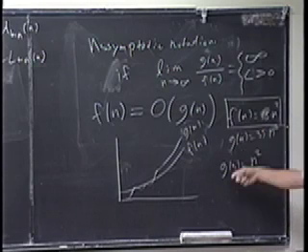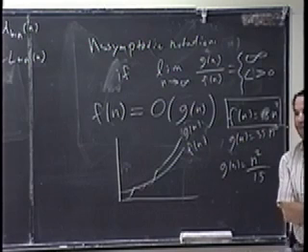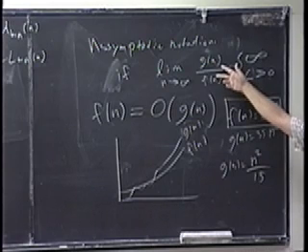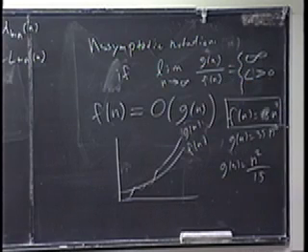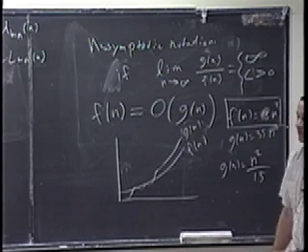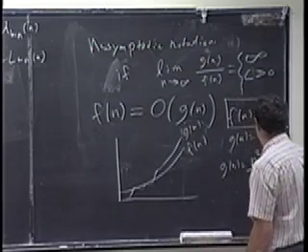Then is f of n big O of g of n? Yeah, it is. If you look at the limit here, you get a constant. And what is the constant? 1? No. 1 over 15 squared. Yeah, 1 over 15 squared.